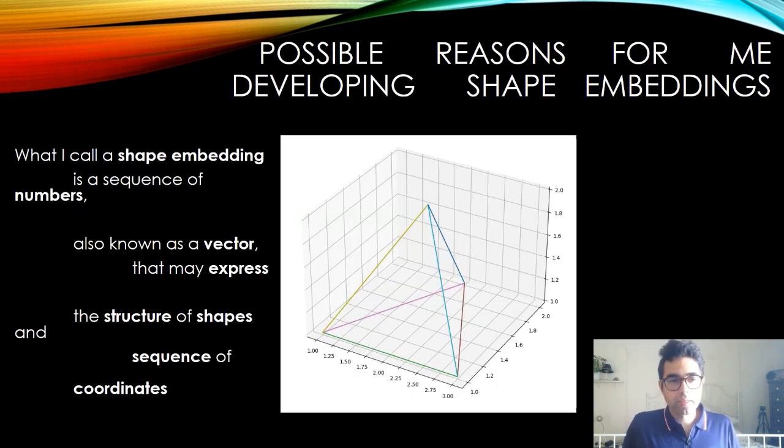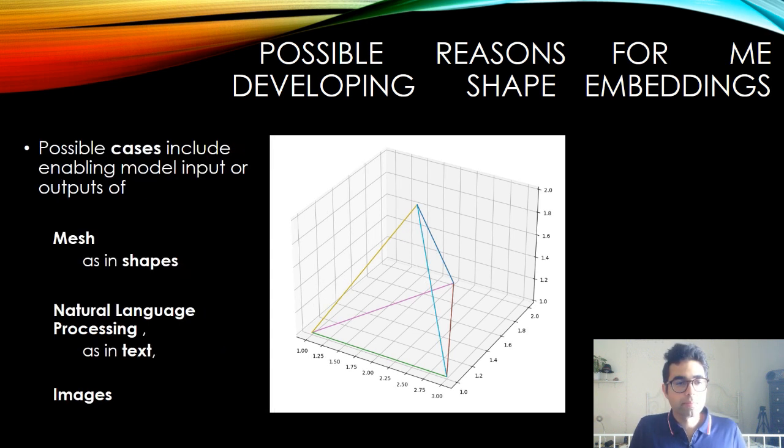So what I call shape embeddings are kind of like a fixed number of numbers to attempt to represent any shape or sequence. Possible cases of shape embeddings may be expressing meshes, text, and images to models, and possibly being able to interpret meshes, text, and images that may be generated from models.